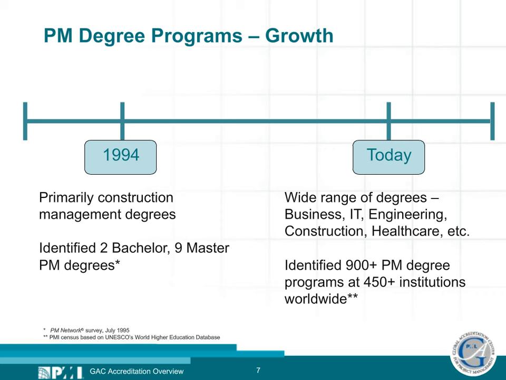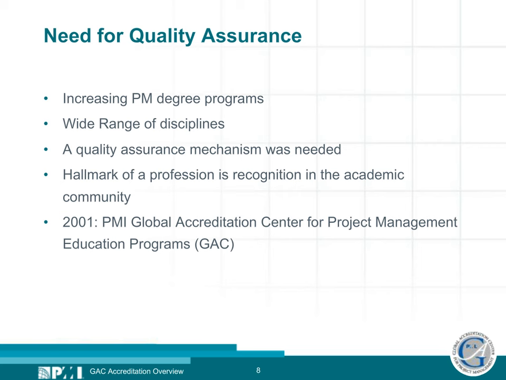You all know that project, program, and portfolio management is growing in higher education at a tremendous rate. In the early 90s, there were only 11 degrees identified, mainly in construction. But in 2015, GAC identified over 900 degree programs in a wide range of disciplines: business, engineering, construction, finance, IT, and even healthcare. This wide adoption of project management in the academic curricula demanded that a quality assurance mechanism be put in place, and that mechanism is the GAC, the leading global accreditation body for project management education.